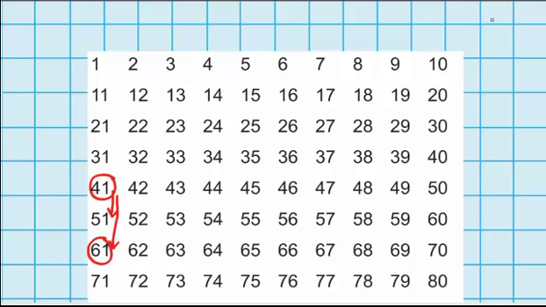Let's have a think about the important things to remember in this lesson. Well, when we're adding tens or tidy numbers, we're heading straight down the board. And because we're doing that, the ones digit is never changing.